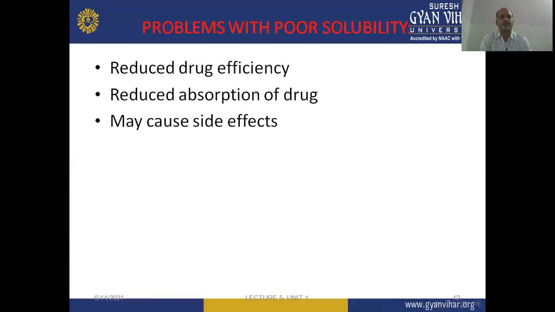The second one is reduced absorption of the drug. When we go through biopharmaceutics phenomena, we can find that absorption is related with solubility. If the drug is not soluble, there may be reduced absorption of the drug. Then, if the drug is not soluble, it may cause adverse effects or side effects. So these are some of the problems which are related with poorly soluble drugs or poor solubility of any drug.